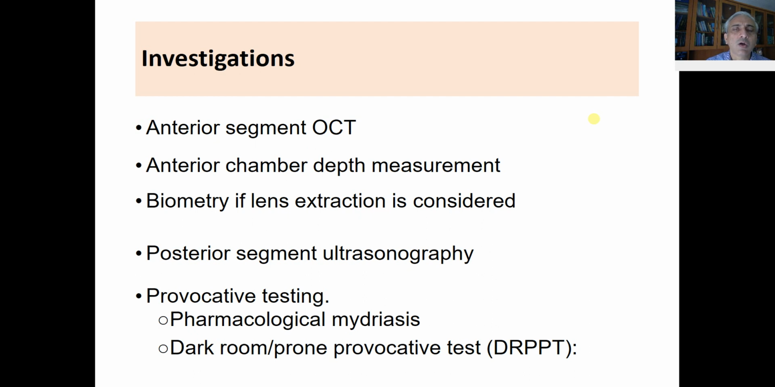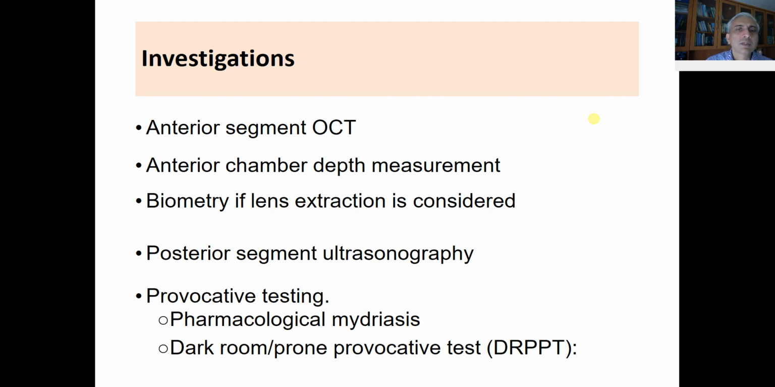So what investigations could you do? Anterior segment optical coherence tomography. It gives you the structure of the anterior chamber. Anterior chamber depth measurements, you can do that with a biometry or a scan, and you can also do the calculation of the lens if you want to do a lens extraction. And we'll go through why lens extraction is a procedure to treat angle closure glaucoma. That looks a bit odd, that why would you remove a lens to control glaucoma.